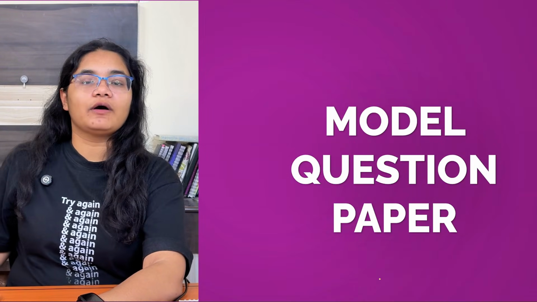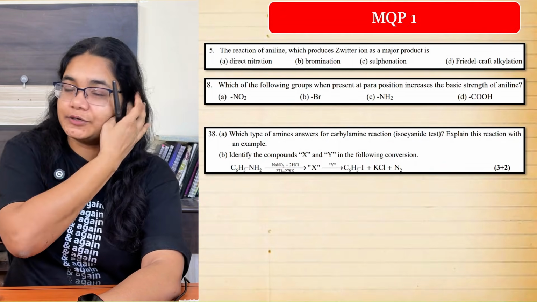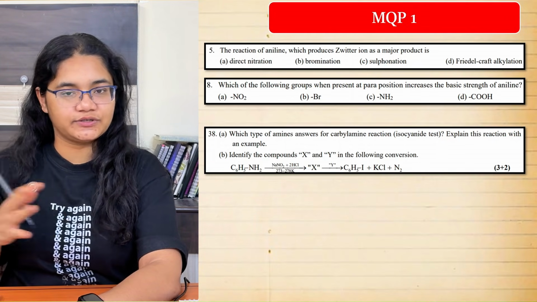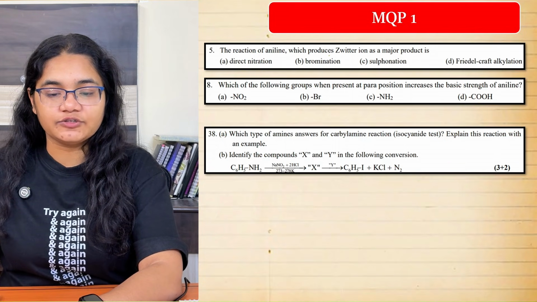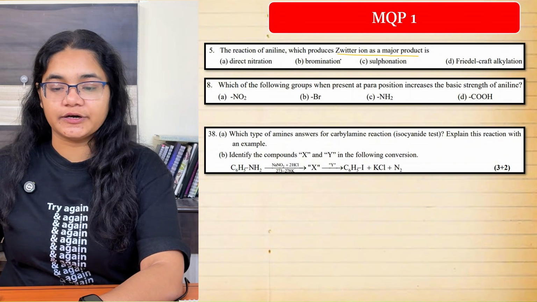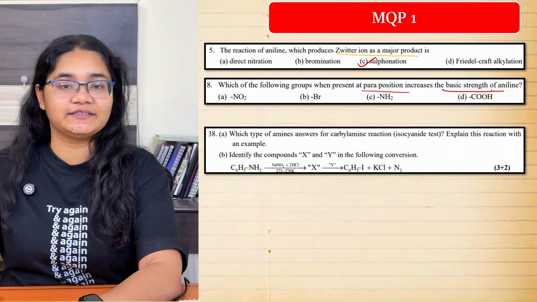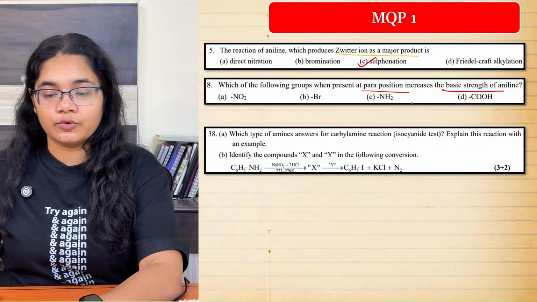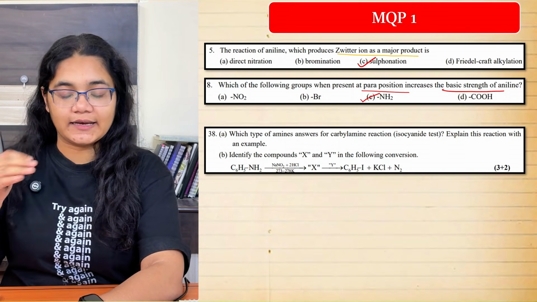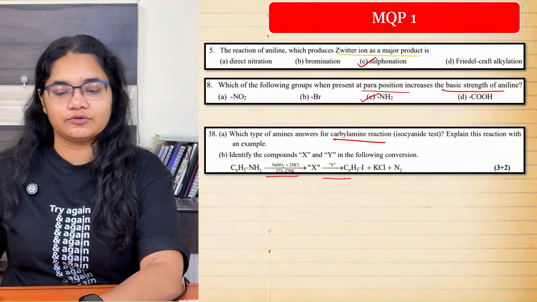Okay, so students, now I'll just show you the model question papers. Actually all the questions in the model question papers are from your question bank only, so we have discussed all of them. So let's just talk about MCQs, and the 5 marker questions are all covered. The reaction of aniline which produces zwitter ion as the major product here is, so one second, zwitter ion is produced during sulfonation, so option number C here. Which of the following groups at para position increases the basic strength? So it should be an electron donating group. So here NH2 is an electron donating group. So that will increase the basic strength of the aniline. Next we have this question, which of the carbylamine, already we have discussed, and this question also we have discussed.